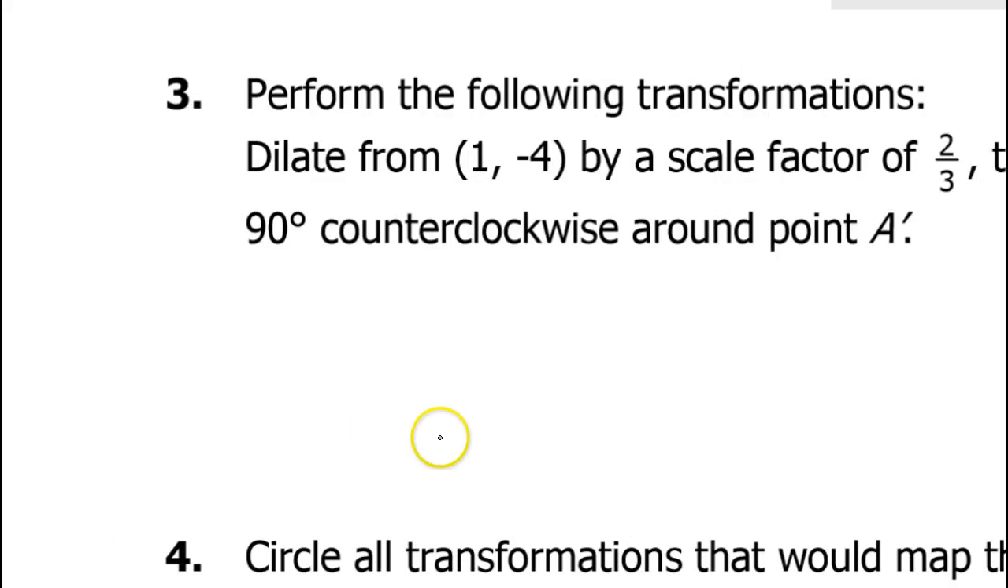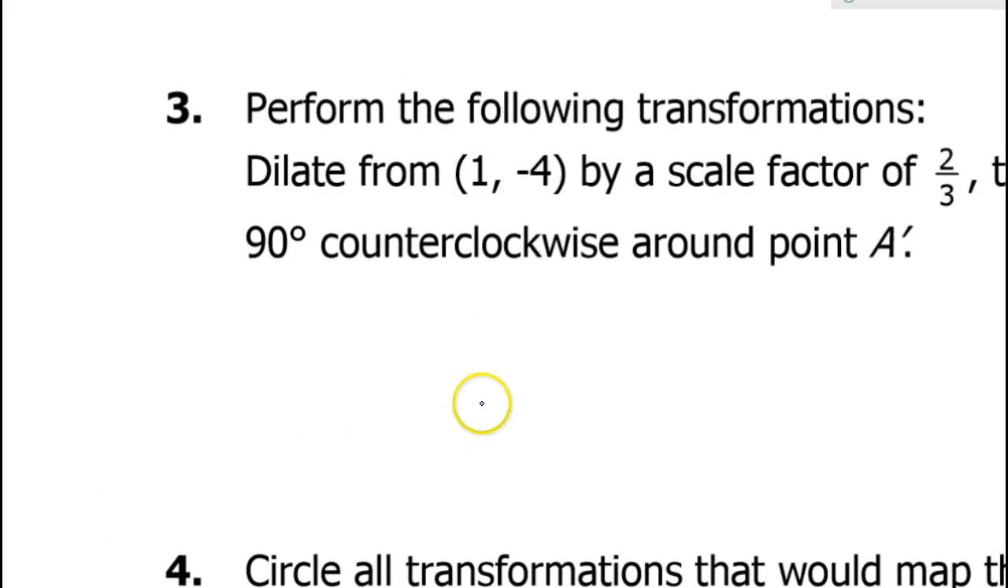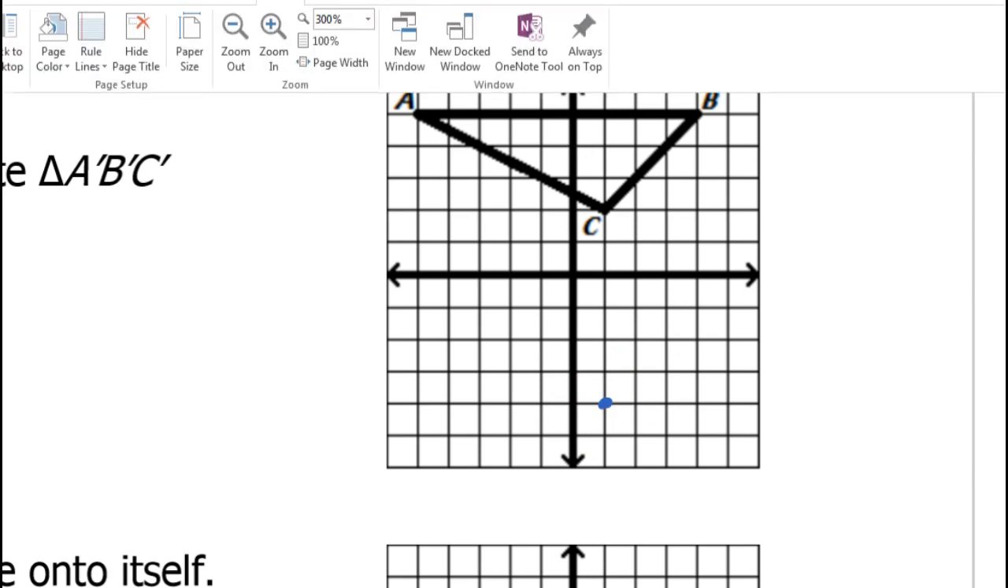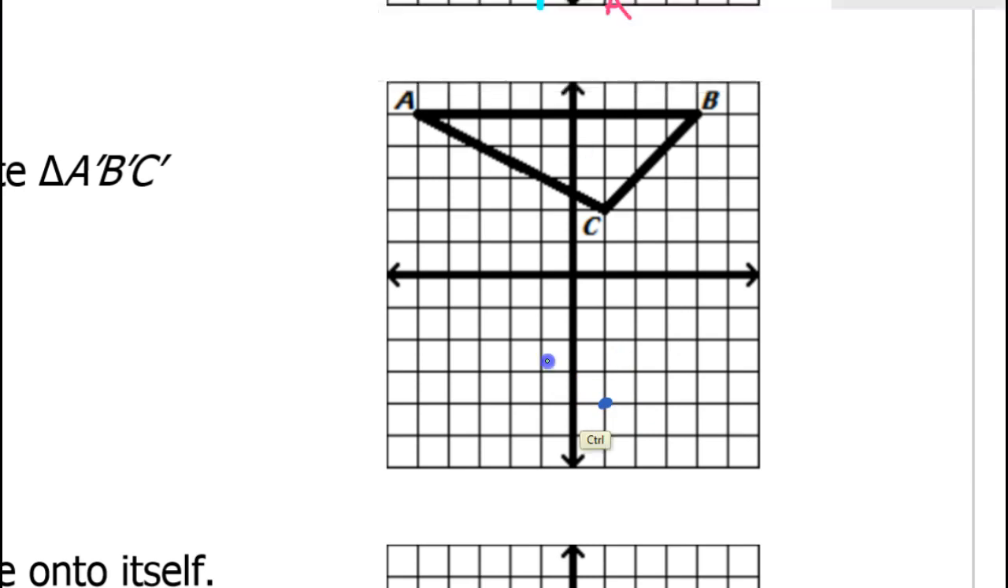All right, we are supposed to dilate from the point 1, -4. In other words, 1, -4 is the center of dilation. So we should plot that point. You know what? I wanted to use green for some reason. All right, this is the center of dilation right there.